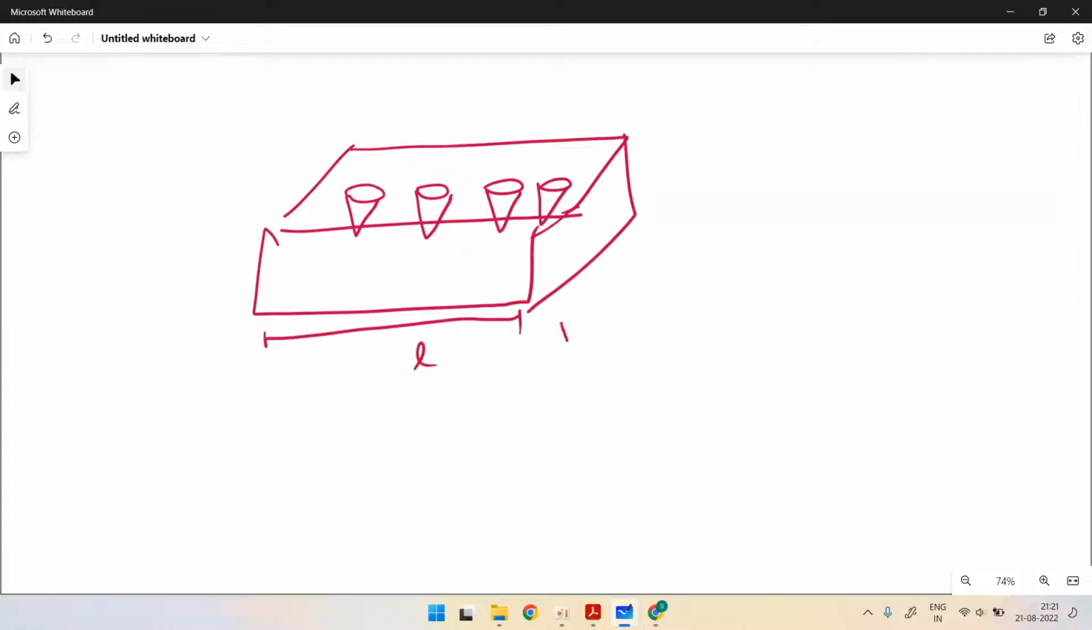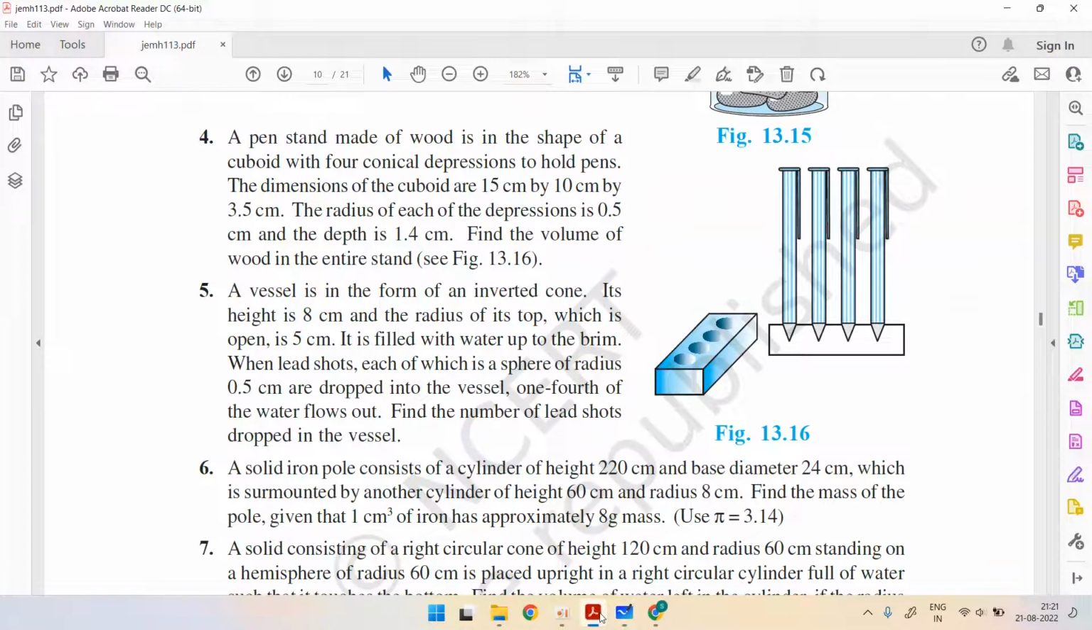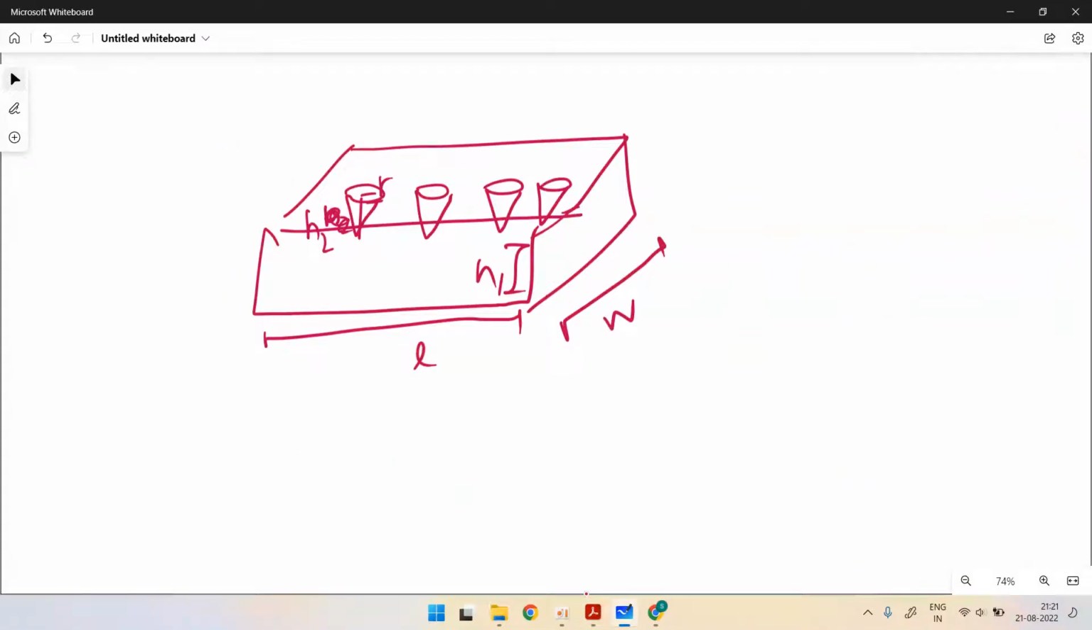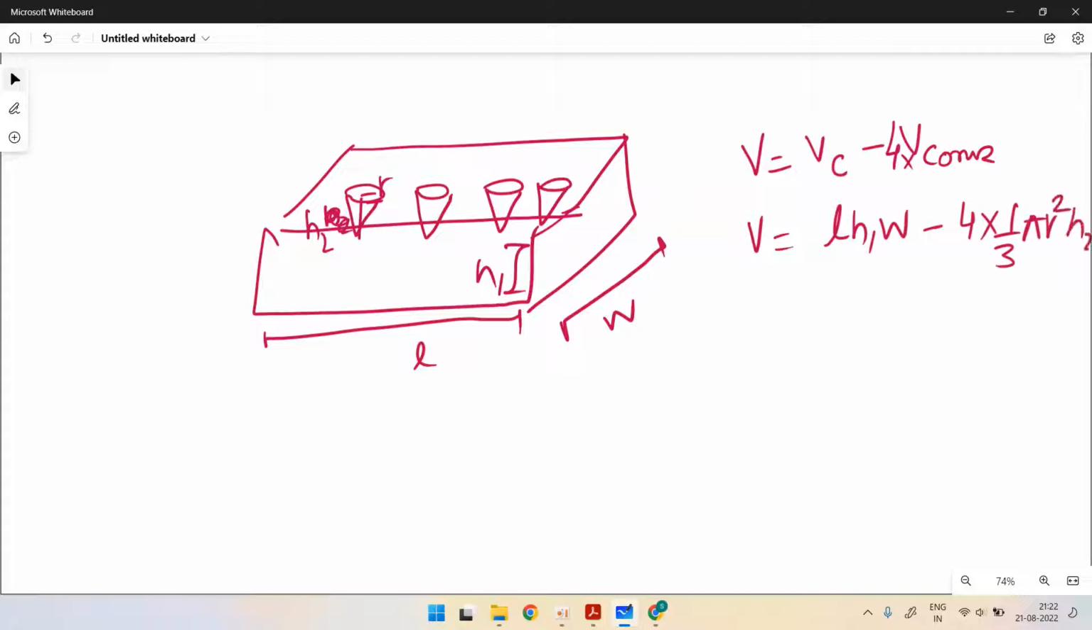We're given length, width and height. R is the radius of the cone. One is H1, the depth. We'll take it as H2. And the volume of the wooden stand will be volume of the cuboid minus volume of the cones. Total volume is volume of cuboid VC minus 4 into volume of cones. V equals VC, which is L H1 W, minus 4 into volume of one cone, which is 1 by 3 pi R square H2. Put the values and solve to get the answer. As simple as that.